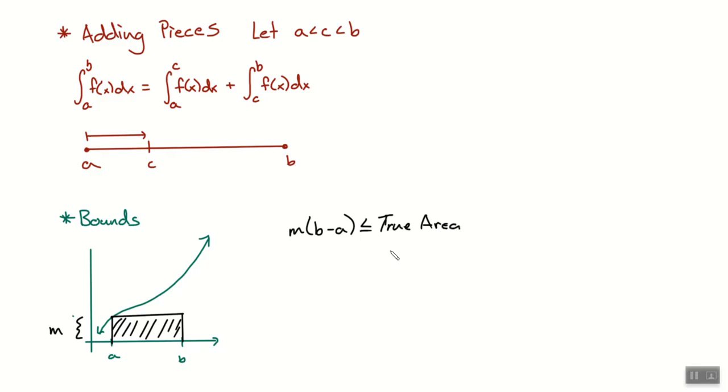The or equal part is not clear here, but if I had a function that just did this and it wasn't monotonic up or down, but it was just a constant, I would see that it is the actual area. Okay. Is there another bound that I guarantee that this is going to be less than?